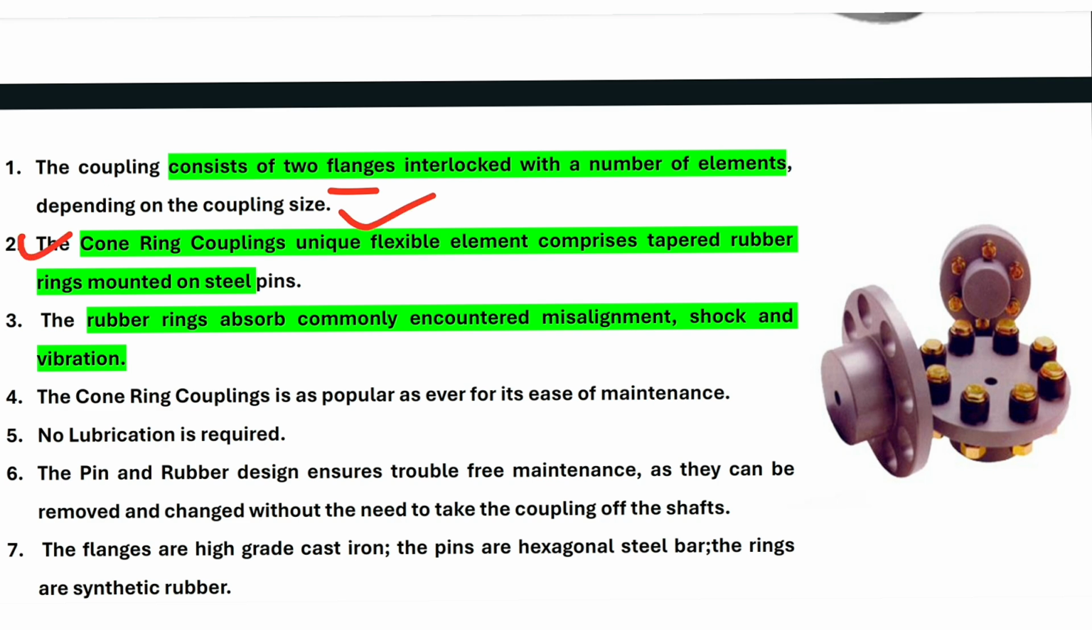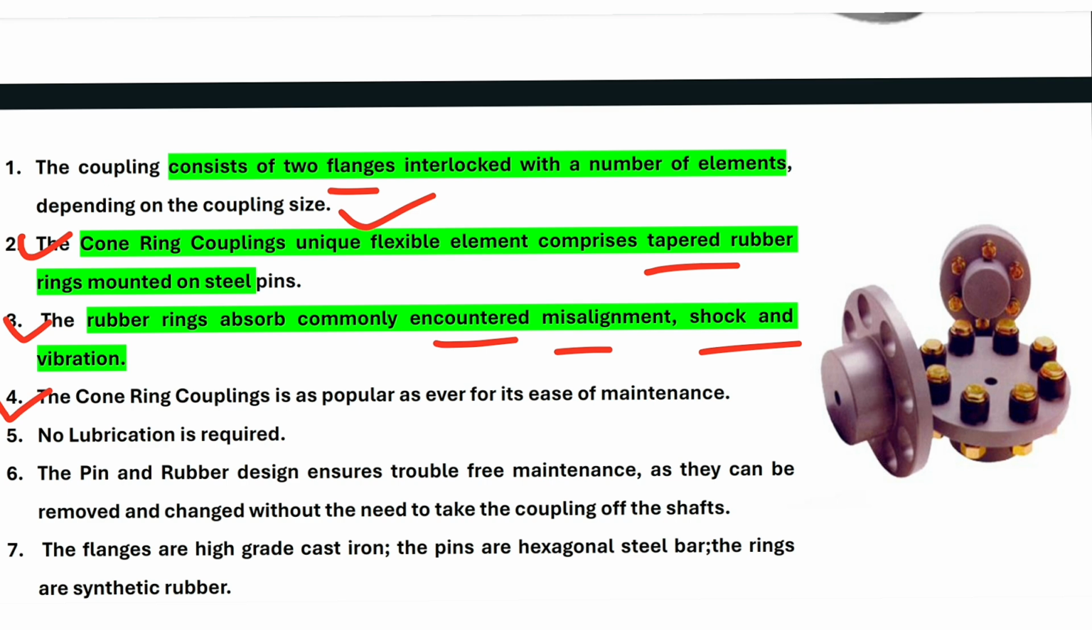Second, the cone ring coupling has unique flexible elements comprising tapered rubber rings mounted on steel pins. Okay. Third, the rubber ring absorbs commonly encountered misalignment, shock, and vibration.